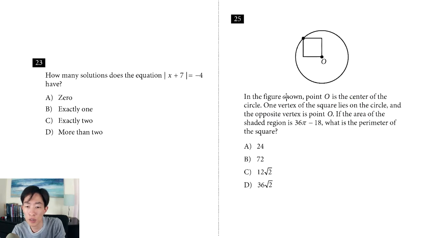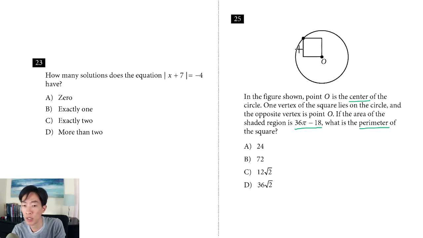Question 25, it says, in the figure shown, point O is the center of the circle. Looks obvious enough. One vertex of the square lies on the circle, that's that one, and the opposite vertex is point O. If the area of the shaded region is 36 pi minus 18, what is the perimeter of the square? So first thing to know is that if I had a better copy of this test, the shaded region is everything inside the circle except for the square. So the square was completely white.